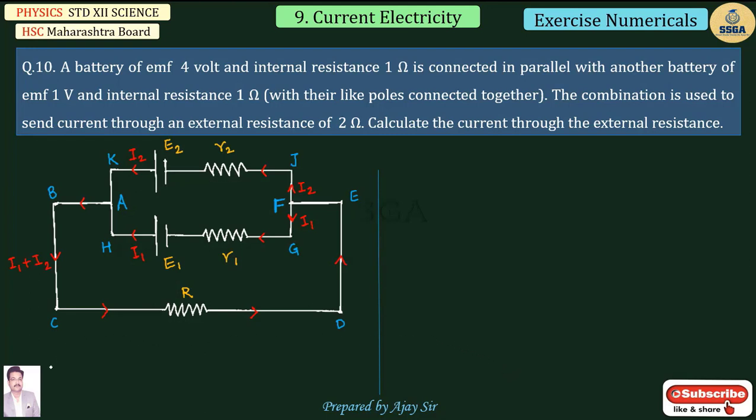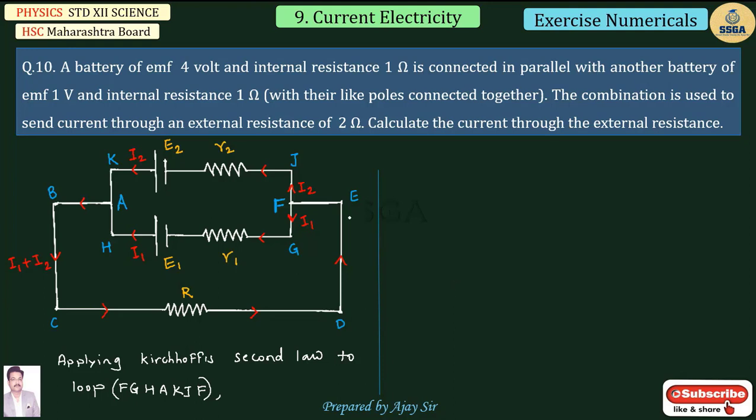Now applying Kirchhoff's second law to the loop, that is F, G, H, A, K, J, F. So let us apply Kirchhoff's second law to this loop.